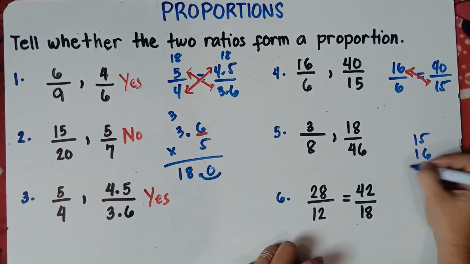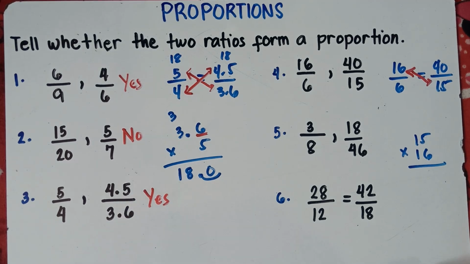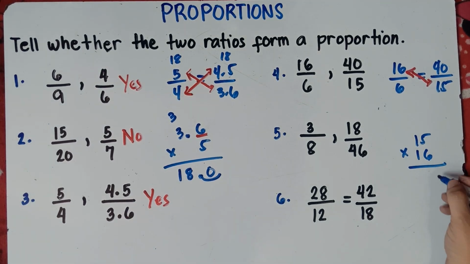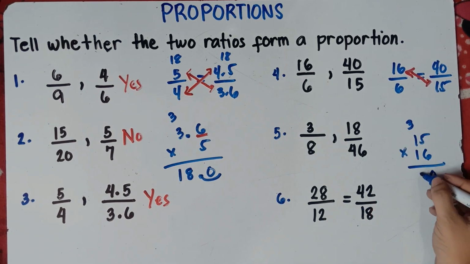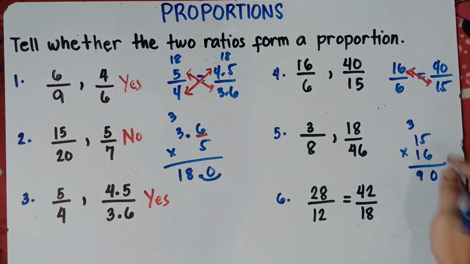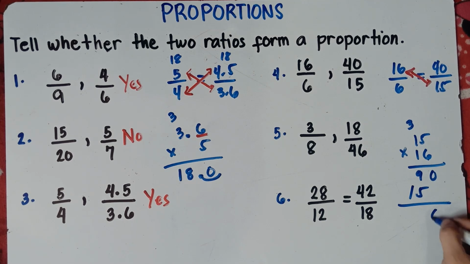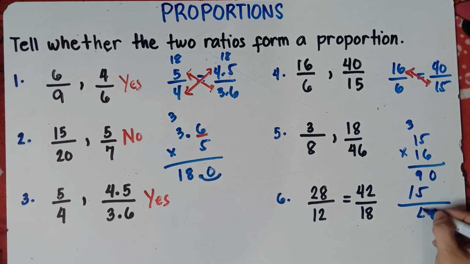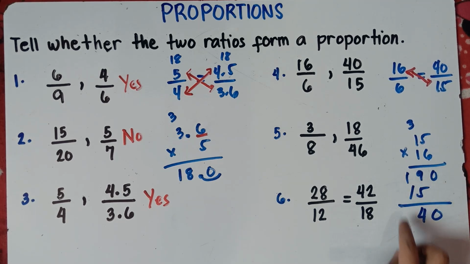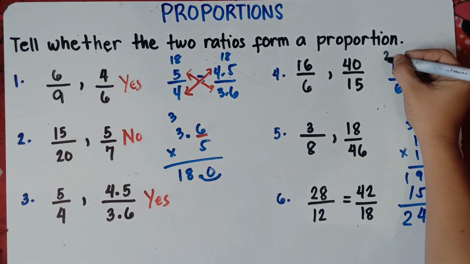15 times 16. So 6 times 5 is 30. 0 carry 3. 6 times 1 is 6 plus 3 is 9. And then 1 times 5 is 5. 1 times 1 is 1. So 0, 9, 9 plus 5 is 14. 4 carry 1. 1 plus 1 is 2. 240. So this is 240.